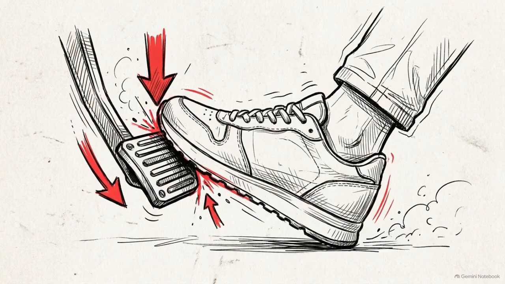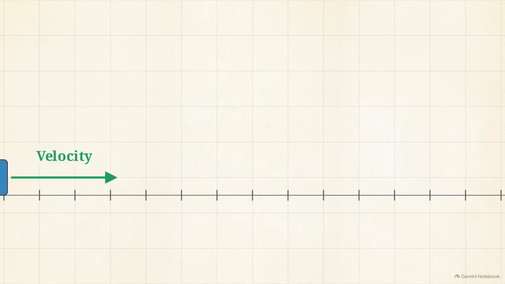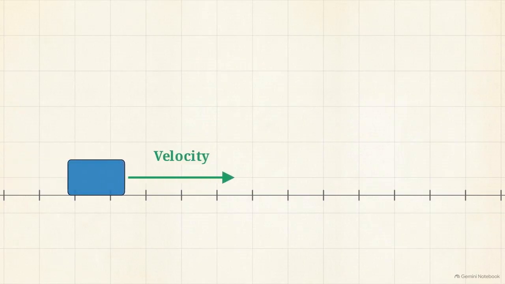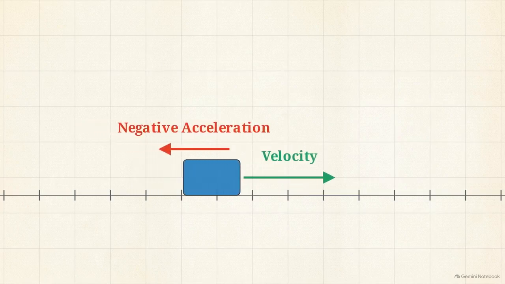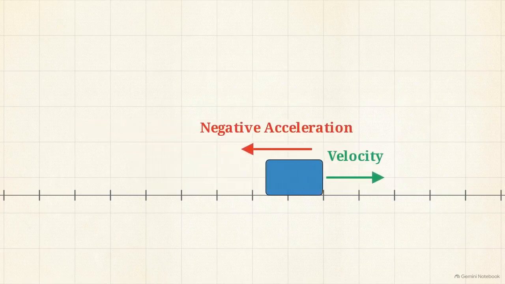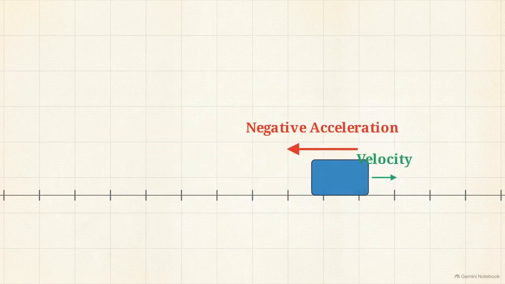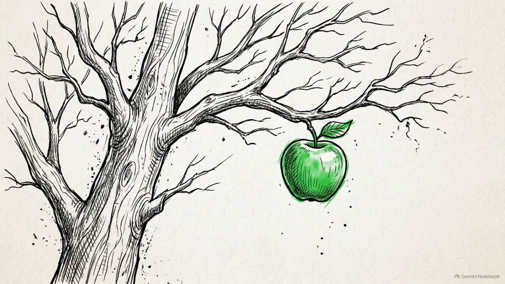When that velocity changes, we measure the rate of that change as average acceleration. Braking is simply an application of negative acceleration. The brakes exert a force in the exact opposite direction of the car's forward velocity, draining that velocity until it hits 0.